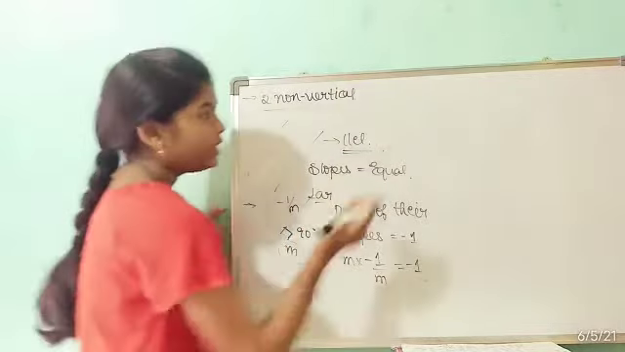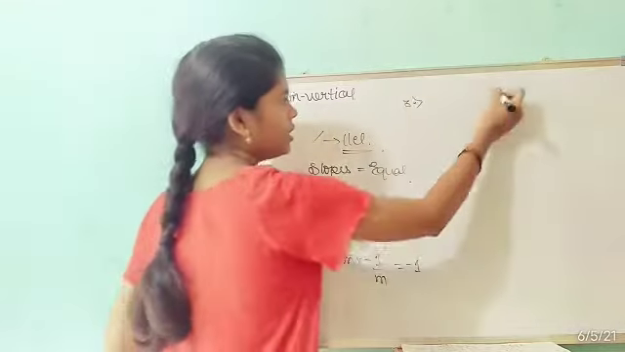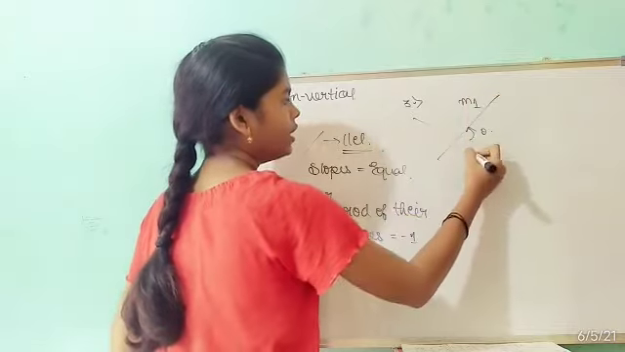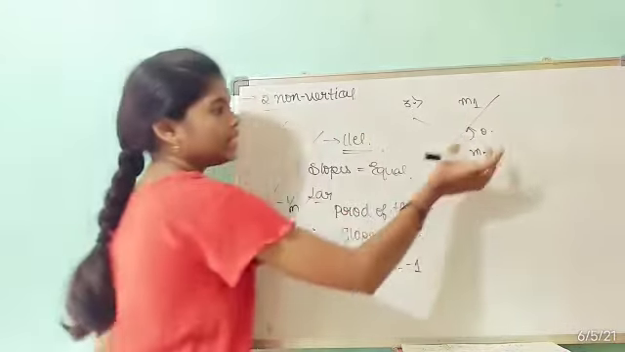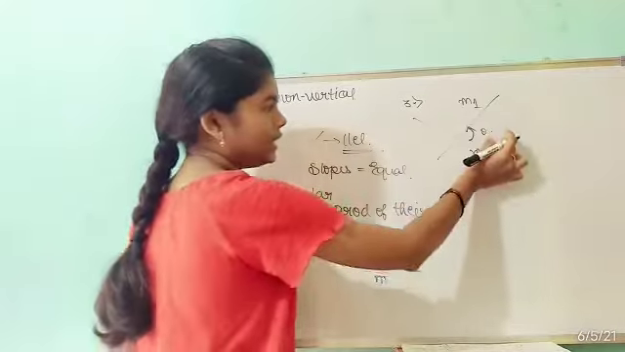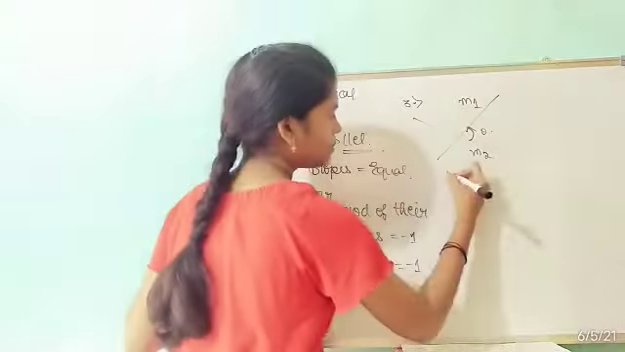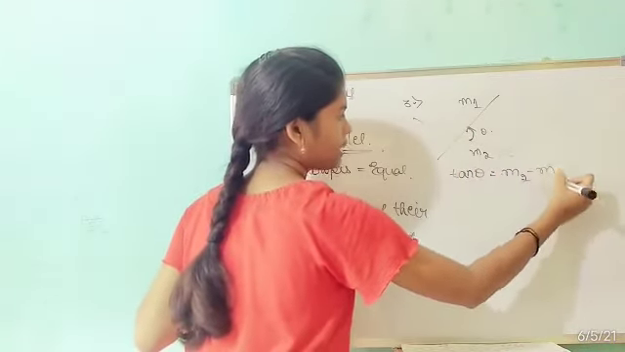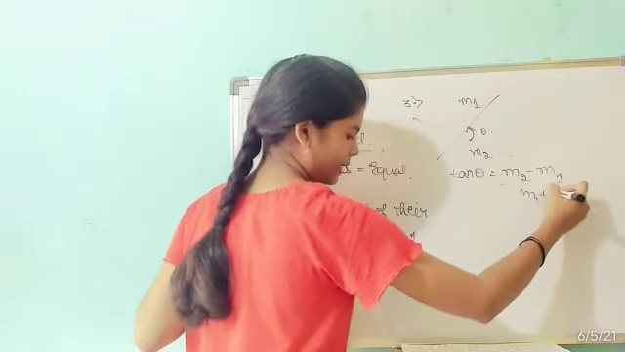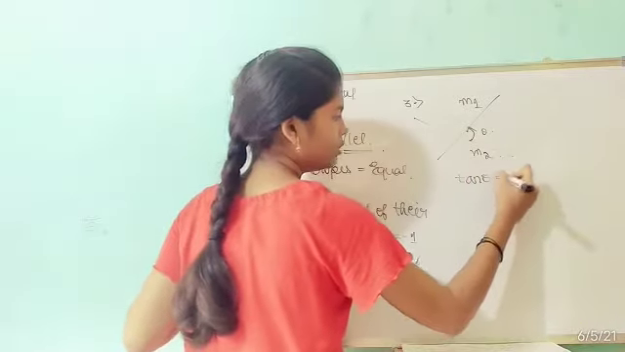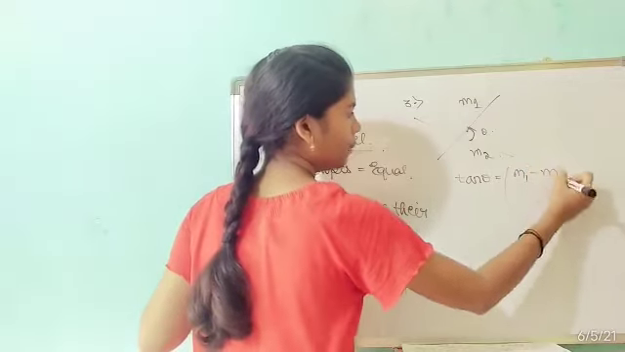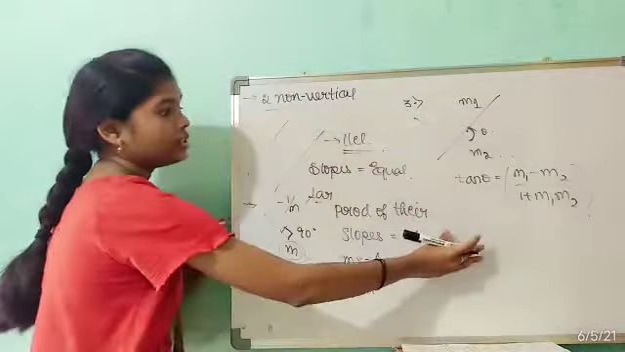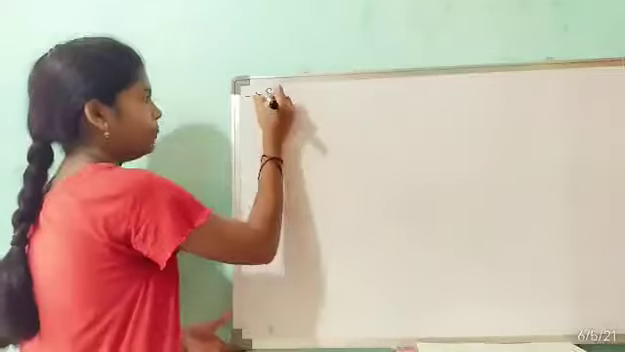And the third condition: suppose these two lines are inclined with an angle theta. Suppose one has slope m1 and the other has slope m2, and the two lines are inclined with an angle theta. Then to find it, the relation is tan theta is equal to m2 minus m1 by 1 plus m1 m2, or m1 minus m2 by 1 plus m1 m2. Through this you can find tan theta, the angle between the lines.